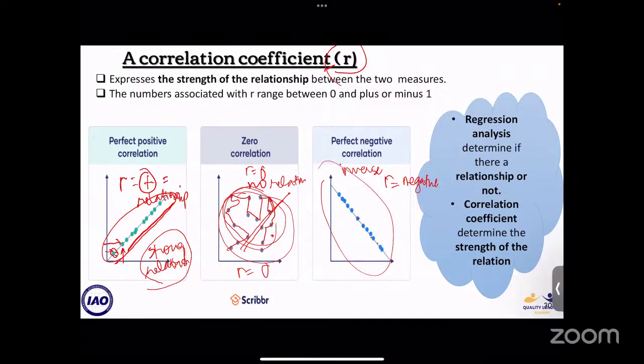So as we said, relationship analysis determines whether there is a relationship or not. The correlation coefficient, which is r, determines the strength of the relationship, or if it is 0, then there is no relationship at all. Okay, is it clear? Any questions?